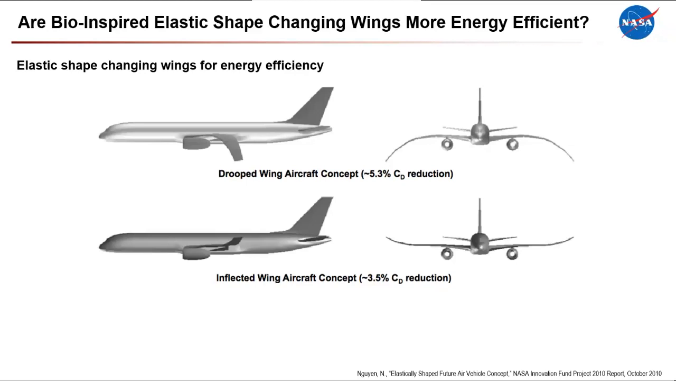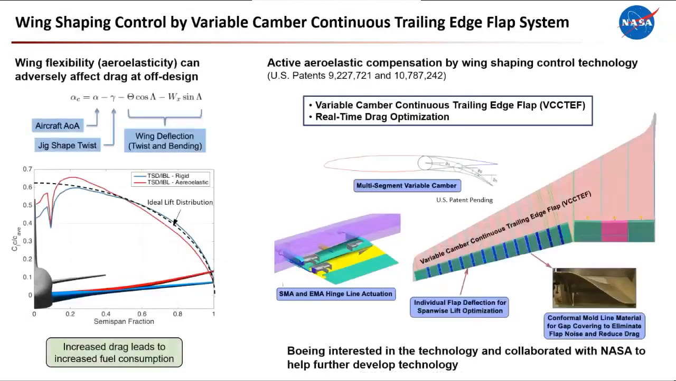Another idea that we were also exploring, next slide, please, is to mimic the ability to change the wing in flight, like a bird flies with its wing. So we came up with another idea called the variable camber continuous trailing edge flap system. Look at the figure on the right.